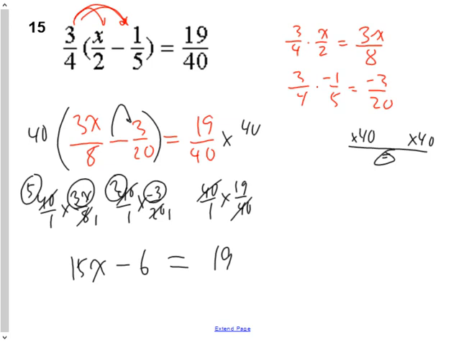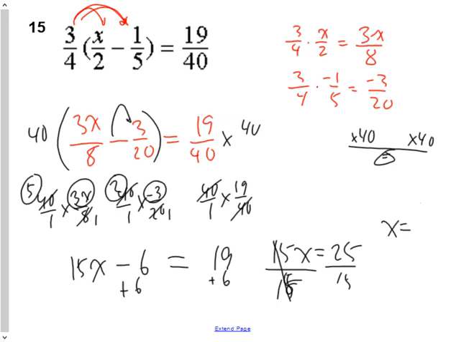This is not so bad at all now, is it? Add 6 to both sides. 15x equals 25. Divide both sides by 15. That's a 5. And x equals 1 and 10/15, or 1 and 2/3.